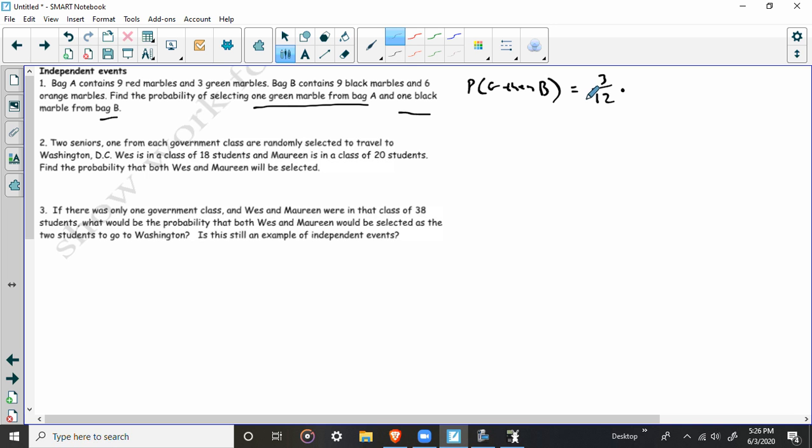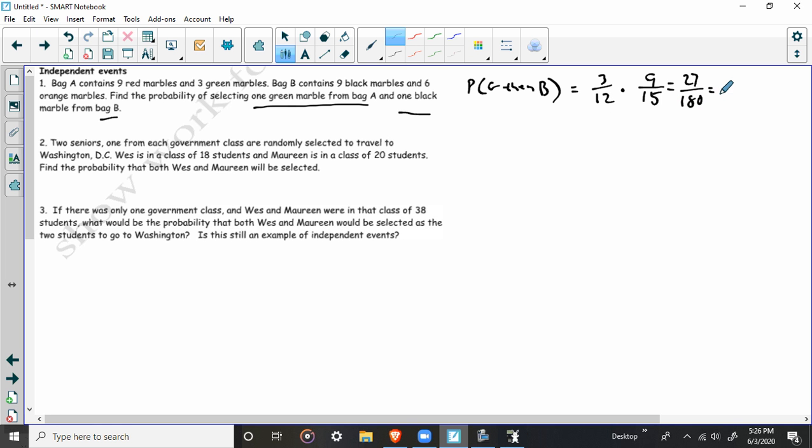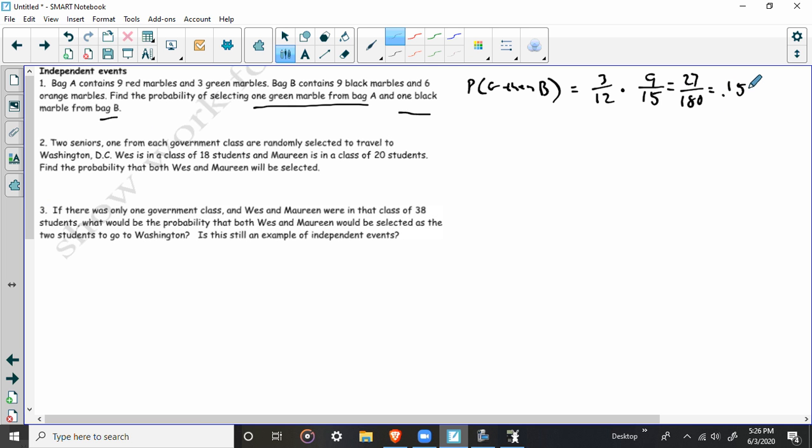Okay? And in the second one, you have 9 black marbles and 6 orange marbles. So there's 15 altogether, right? 9 plus 6 is 15. And that's 9, right? So 3 times 9 is going to be 27, and 12 times 15 is going to be 180. All right, again, if you want, you can reduce that. You can say what's 27 divided by 180. I'm sorry, simplify that and say that is a 0.15 or 15% chance of happening, right?